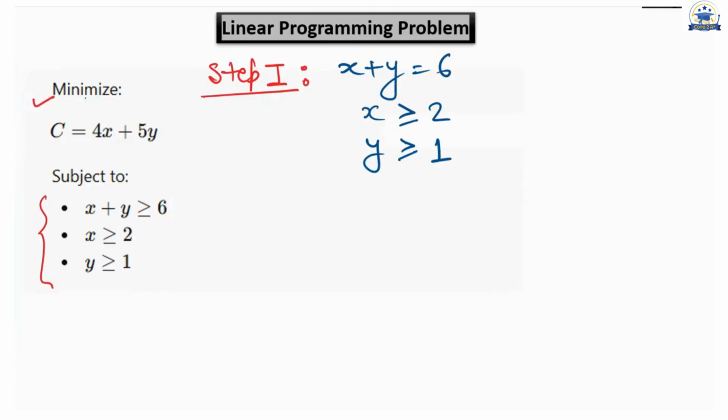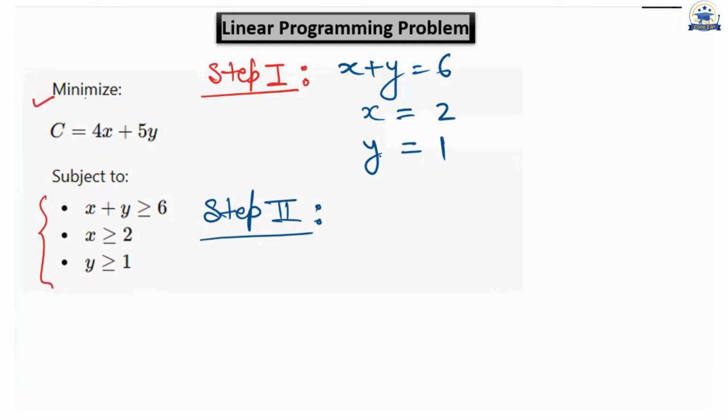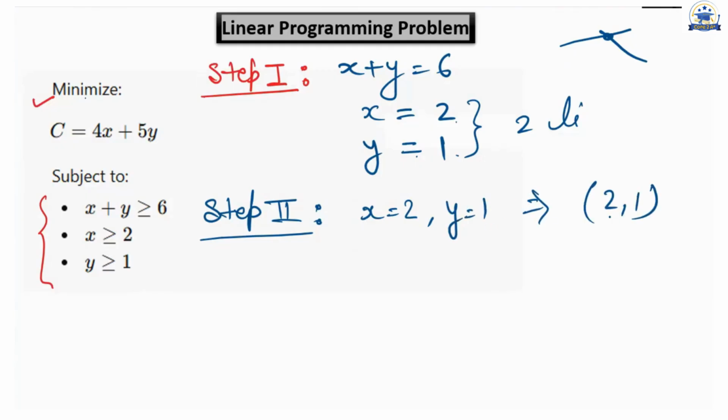Oh my god. Remove this too. I'm really sorry. Step 1 finished. Now start with step 2. x equals 2 and y equals 1. Take two lines. Always, minimum, you have to take 2 lines. Why? 2 lines make one corner, right? That's why you have to find the intersection point. Take 2 lines, x equals 2, y equals 1. So the coordinate would be 2, 1. Right?